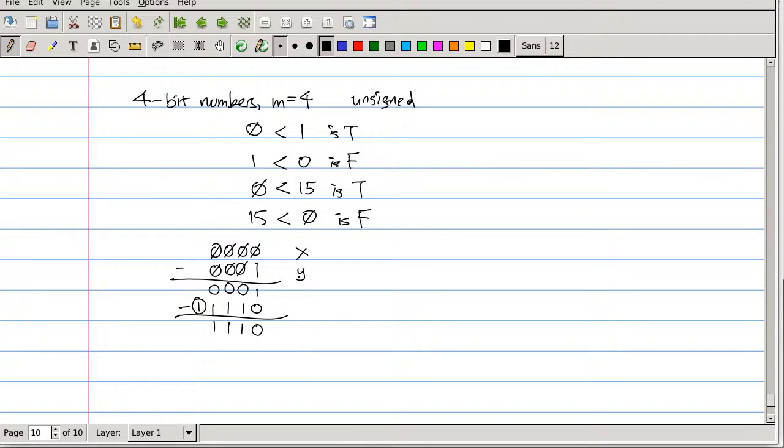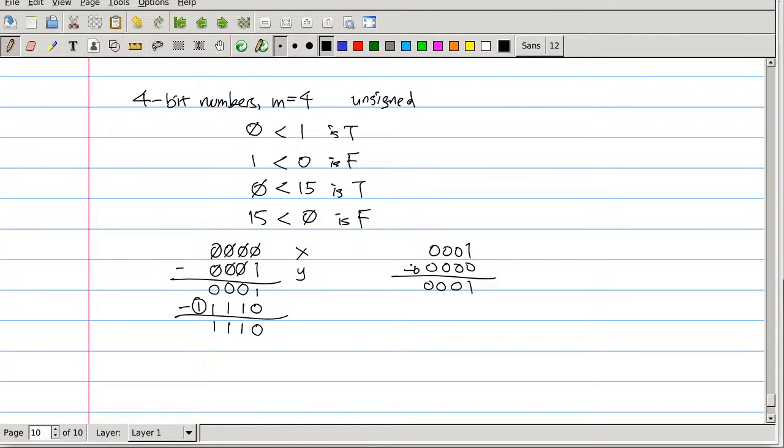Okay, so that seems to work in this case. 0, 0, 0, 1 minus 0, 0, 0 is 0, 0, 0, 1. And I'm pretty sure we don't need to go through the borrow row because all the borrows are going to be zeros, right? So it has an overall borrow of 0 over here. But that tells us that 1 is less than 0 is false.